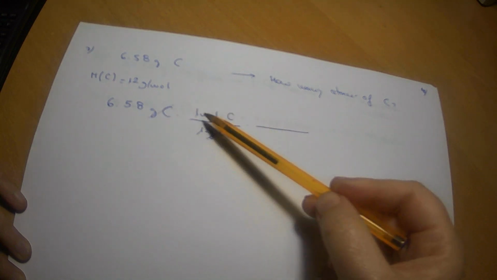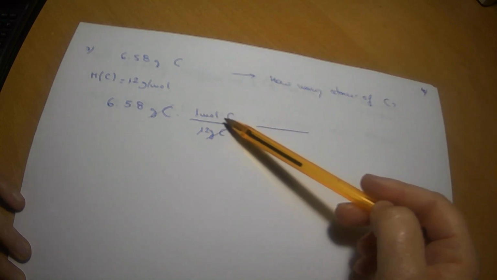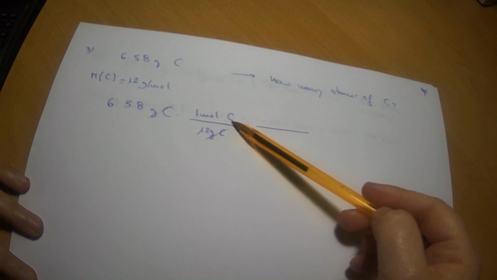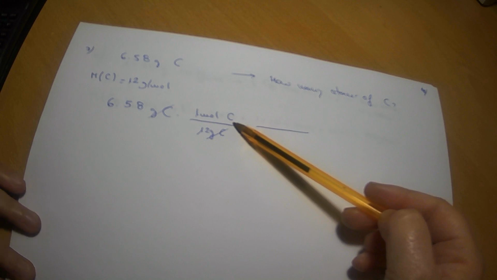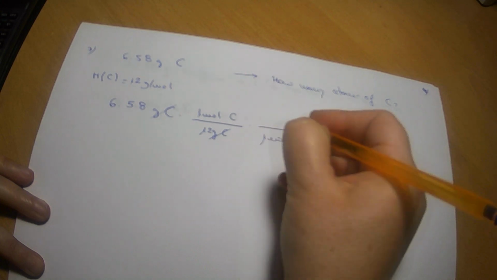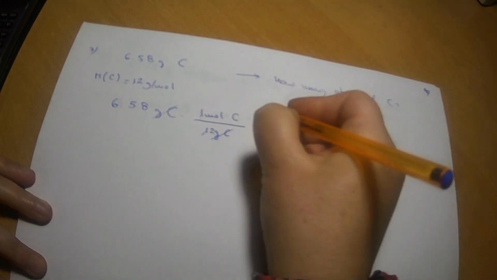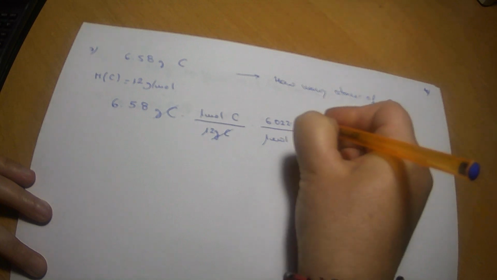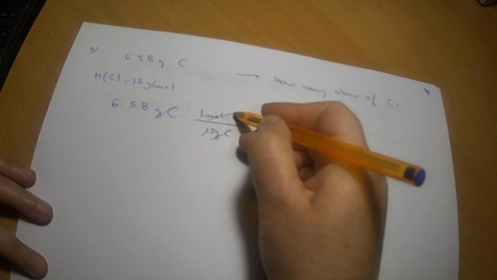With this formula, with this conversion factor, we would have the moles of carbon, but I don't want to calculate the moles of carbon. I want to calculate the number of atoms of carbon. Then we know that in 1 mole of anything, in this case in 1 mole of carbon, I have 6.022 times 10 to the 23rd carbon atoms. I can cancel mole of carbon and mole of carbon.